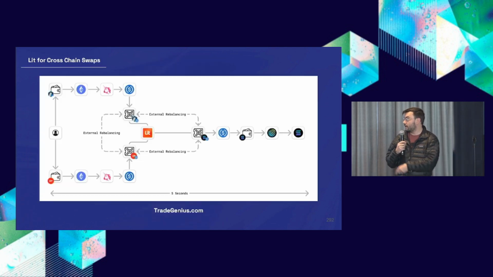And here's essentially the way that this Genius system works, where they're using Lit as this main orchestrator across all the chains, and then periodically rebalancing between the liquidity that's stored across the system.